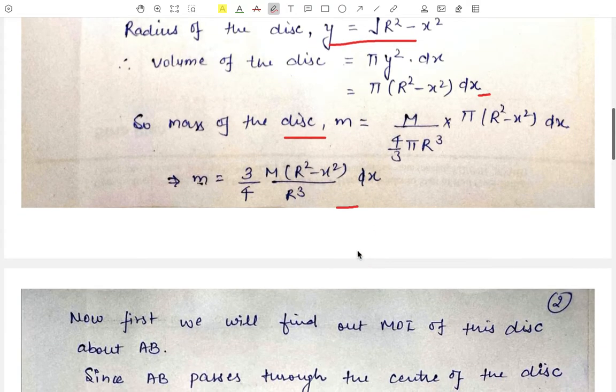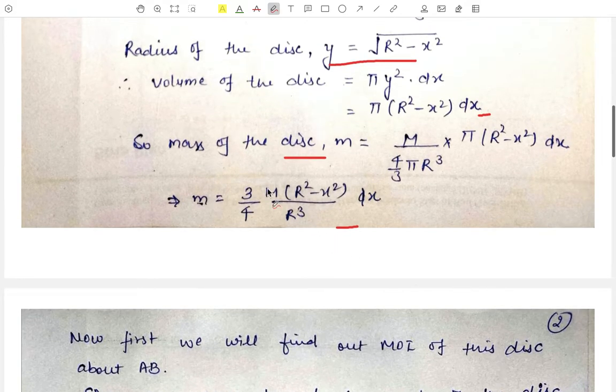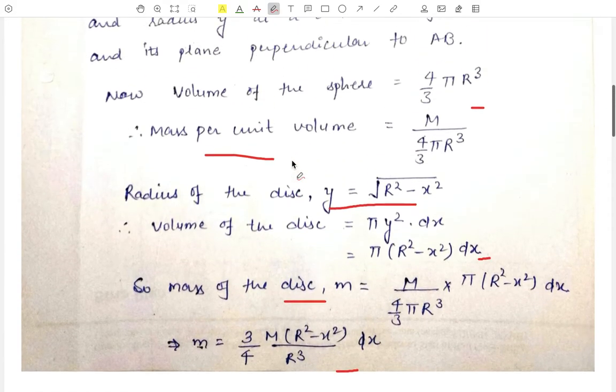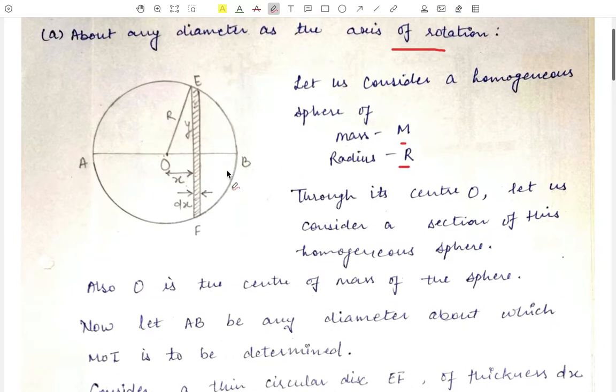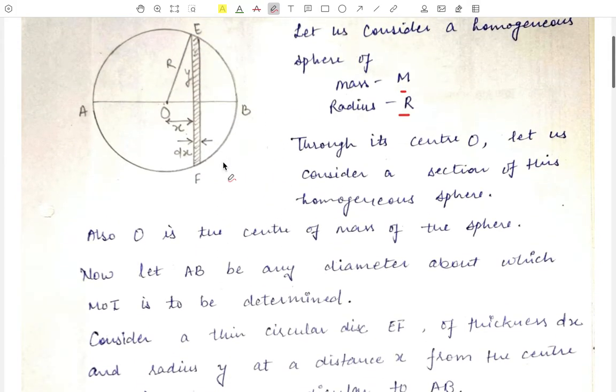Now, first of all, we will find out the moment of inertia of this disk about this diameter AB, and then with the help of that moment of inertia, we will find out the moment of inertia of the whole solid sphere about this AB axis. Now, as it is clearly visible that this axis AB is an axis that is passing through the center of mass of this disk, and also it is perpendicular to its plane.